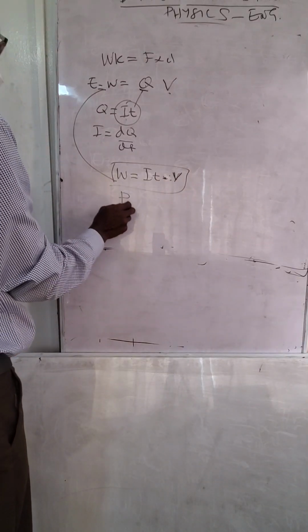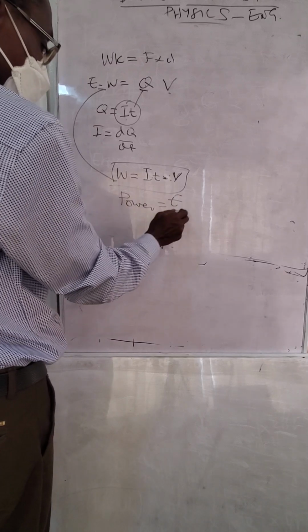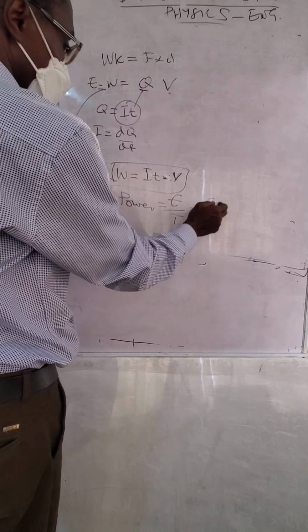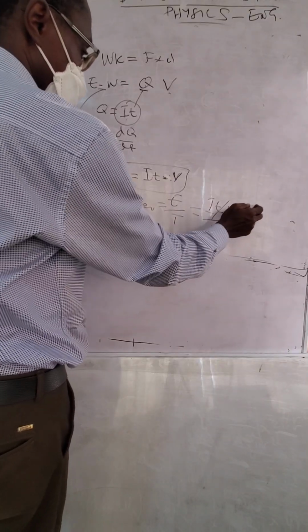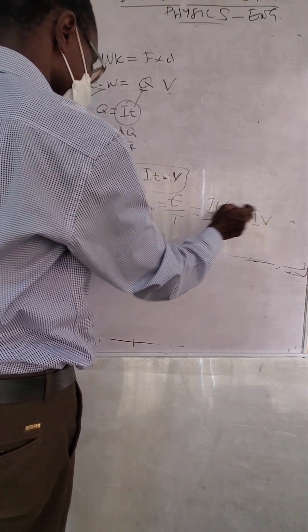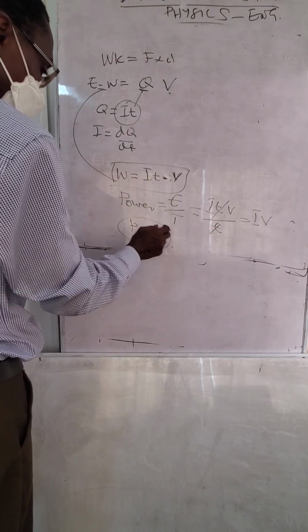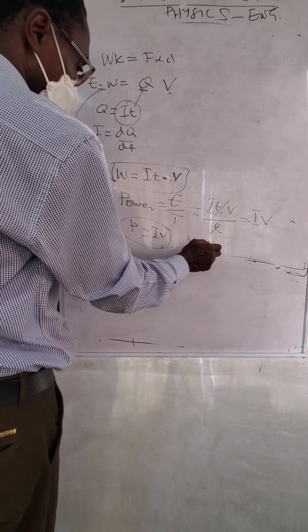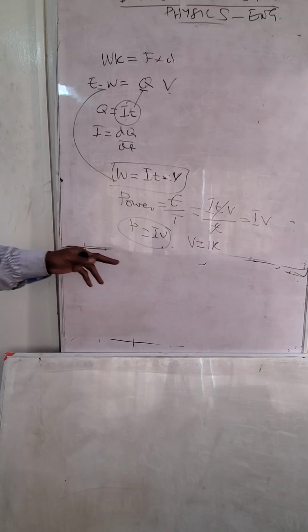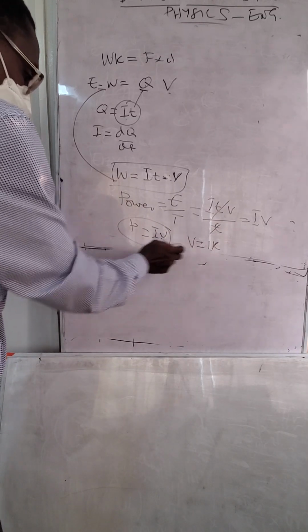Now power in a general sense is taken as energy over time. So this energy, I T V, over time T. This T cancels, and power is equal to IV. So you can say power is equal to IV. When you have this, you can make substitutions from V equals IR. In place of V, you put IR here.